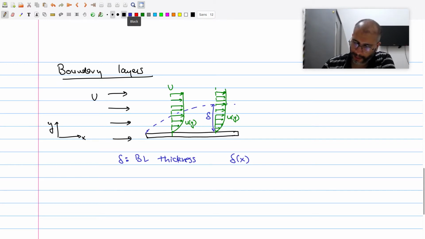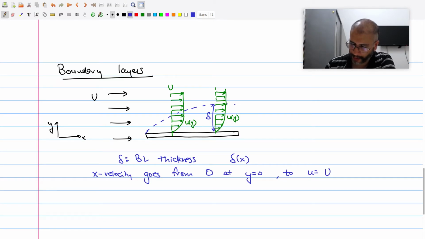In fact, there is a formal definition of delta. Delta is defined as the distance in which the flow x velocity goes from 0 at y equal to 0 to u equal to 0.99 times capital U at y equal to delta.